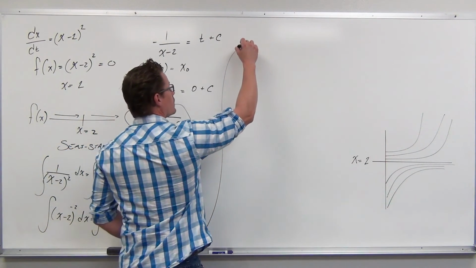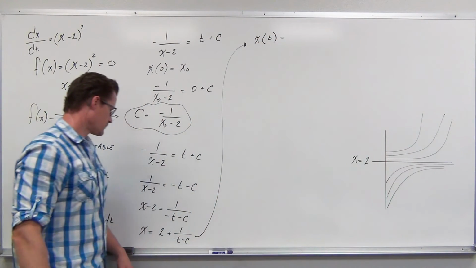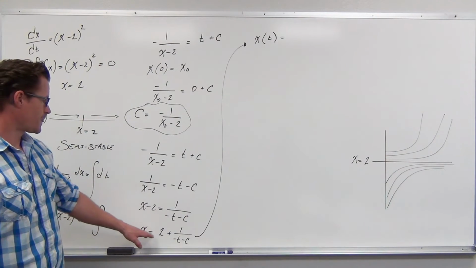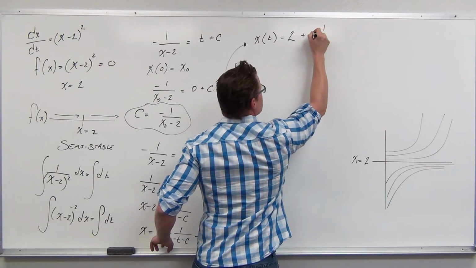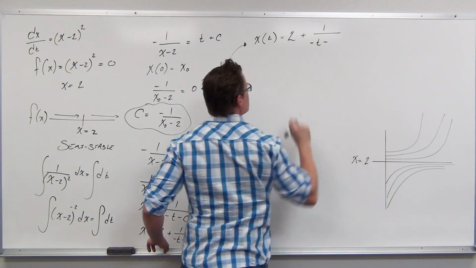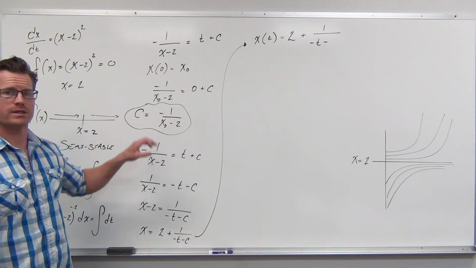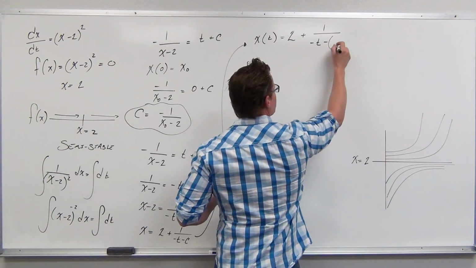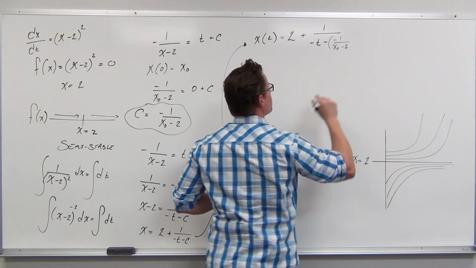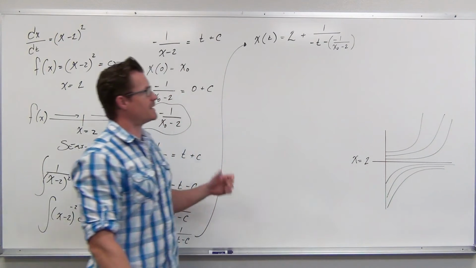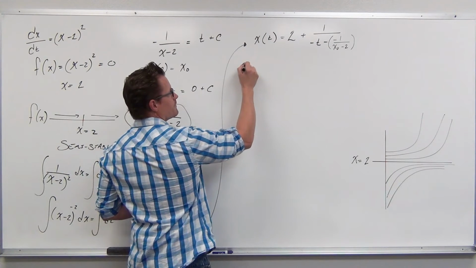So here's our general solution. In terms of t, we have 2 plus 1 over negative t minus c, but I know what c is. c is negative 1 over x sub 0 minus 2. So let's simplify this a bit.